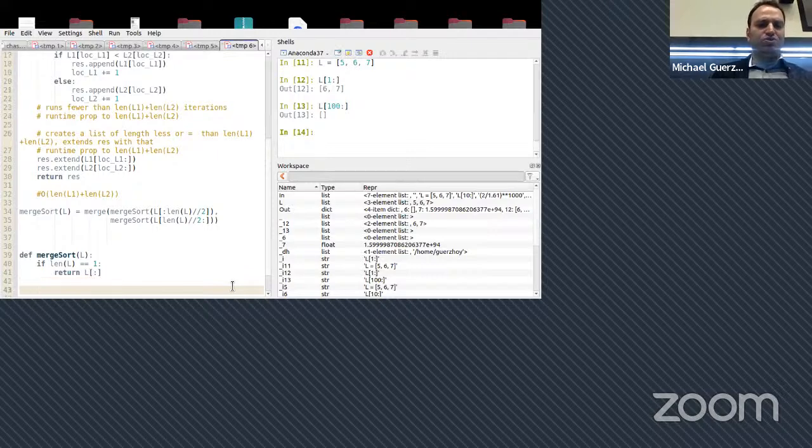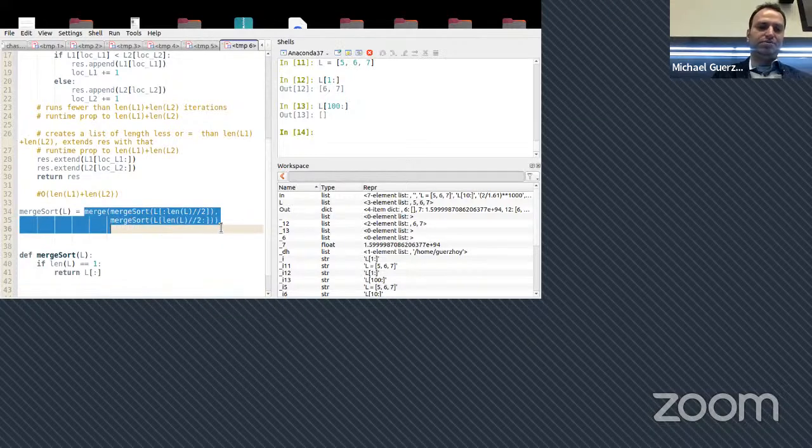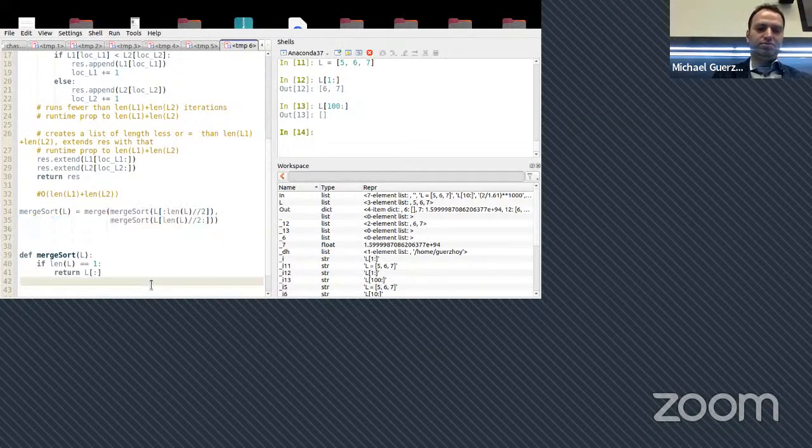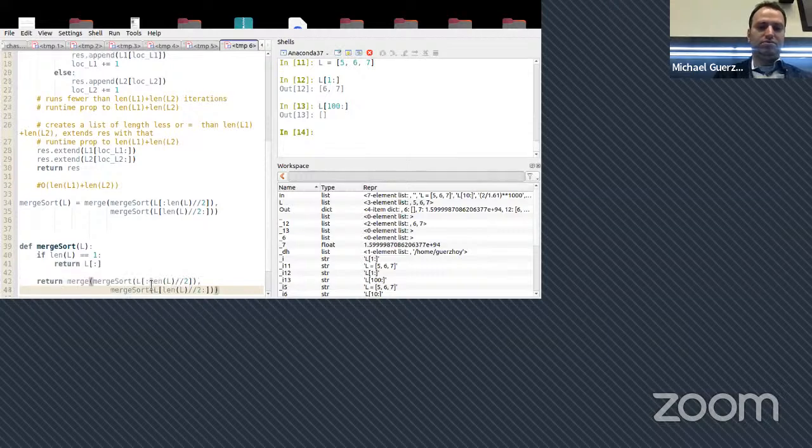Otherwise, I just break the thing in half. I already wrote it, so I just need to return it, right? And that's it. That's the function. It's very simple, assuming that you're fine with the merge function. And what's the idea? The idea is, in order to sort the entire list, sort the first half, sort the second half, merge the solutions.